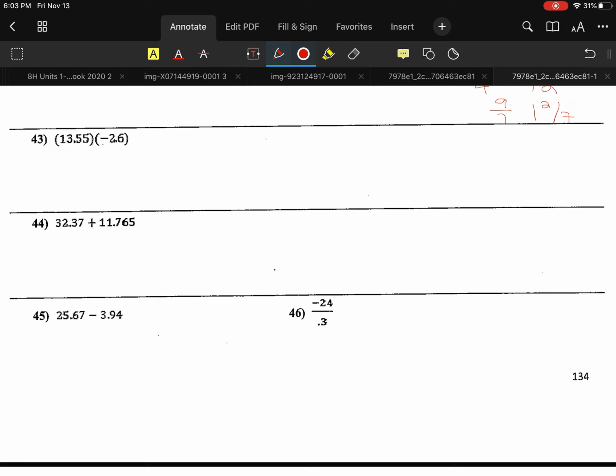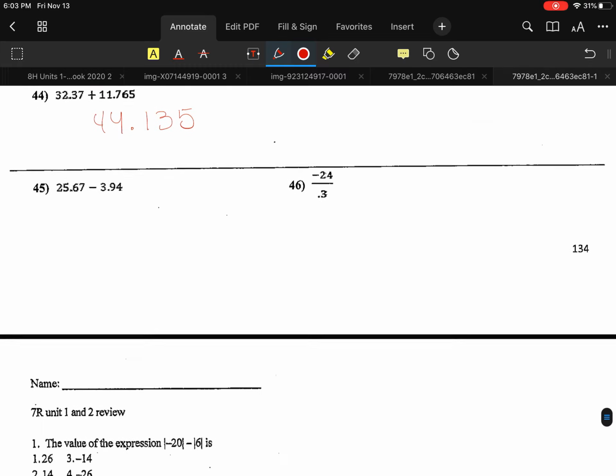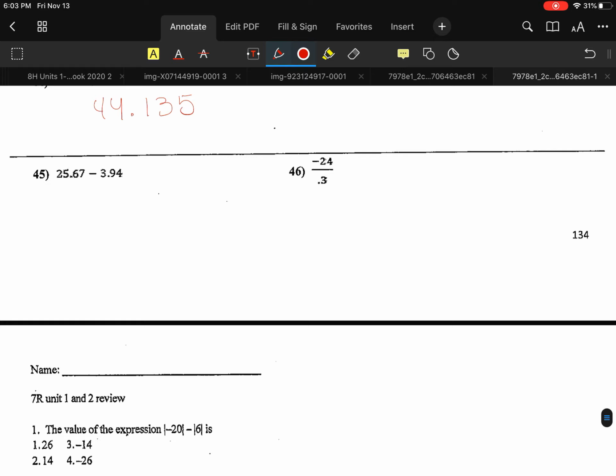Number 43, 13.55 times negative 2.6. There is no operation between those parentheses, which means multiplication. Negative 35.23. And since it's a one step, you could just go ahead and punch it in. Same thing on 44. It's just one operation. You could just do 32.37 plus 11.765 right in the calculator. 44.135. Just making sure you know how to use those keys.